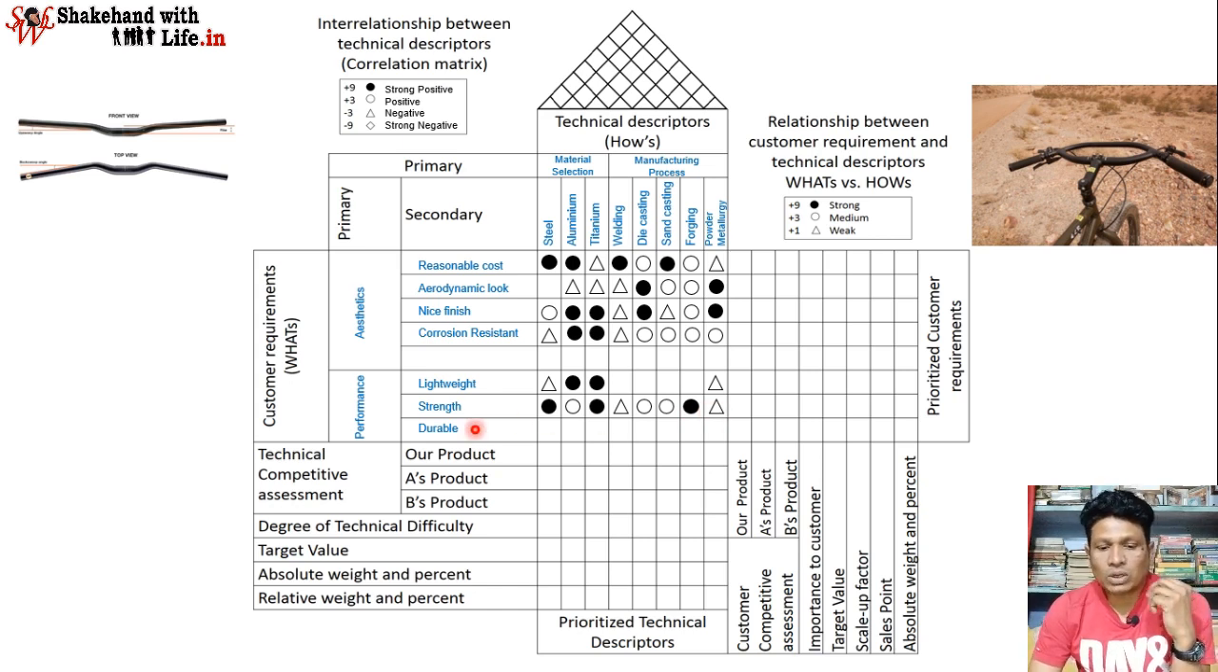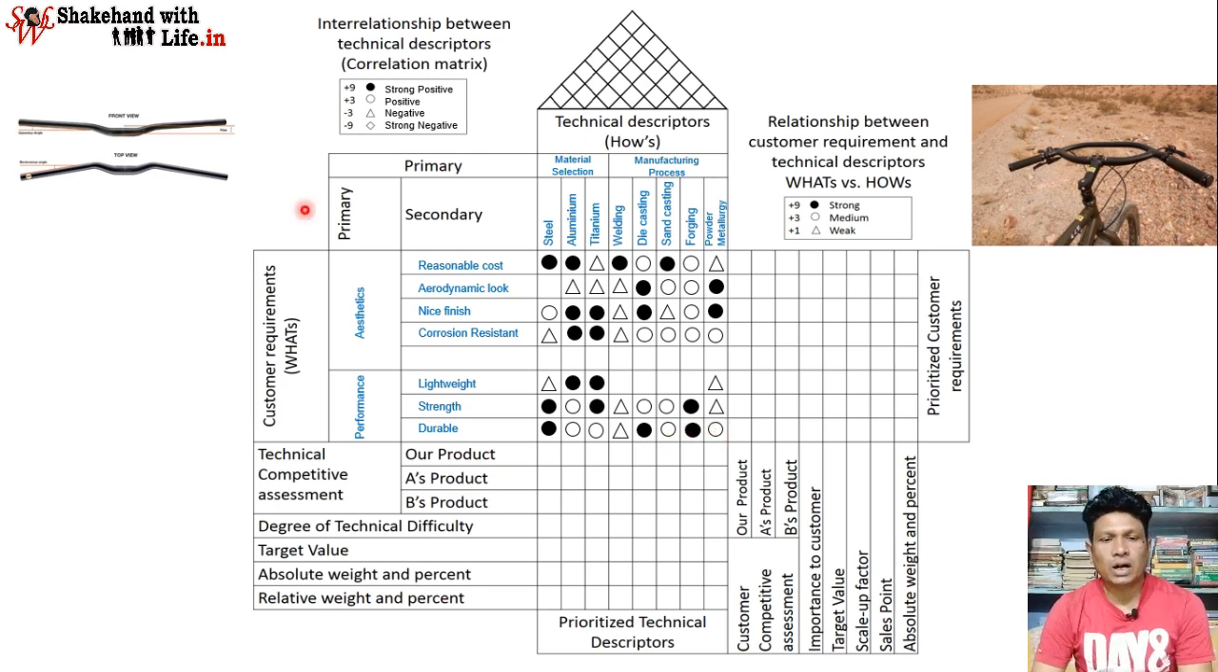Now, if we talk about durability, with steel it has a strong relationship, but with aluminum and titanium, it has a medium relationship. For the manufacturing process, durability would be high in the case of die casting and forging. Here, the relationship is strong. But for welding, it has a weak relationship, and for sand casting and powder metallurgy, it has a medium relationship.